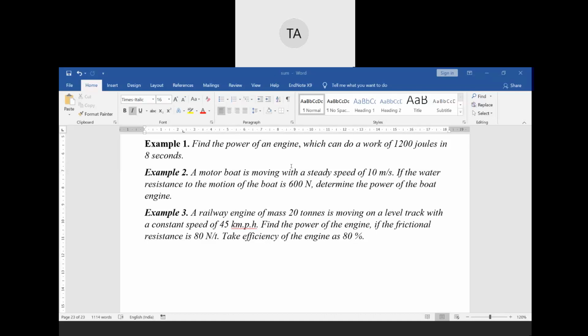Did the others understand? Everyone understood why we take 80 newton into 20? So you find out after that you will get the force, the frictional resistance force.